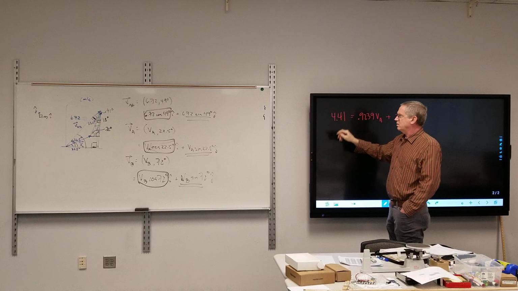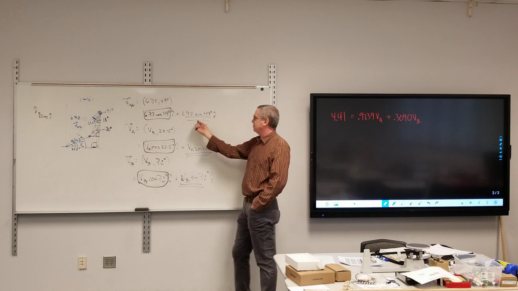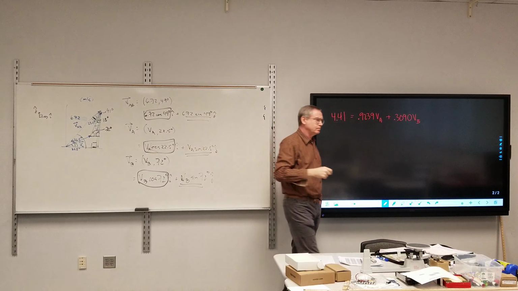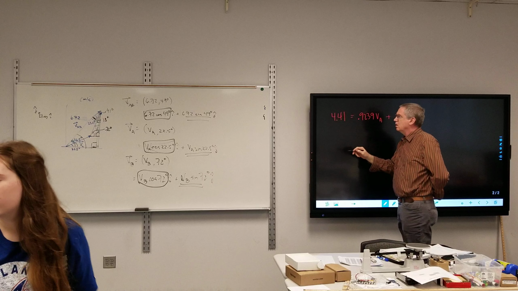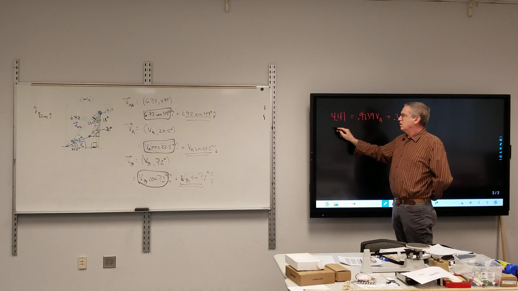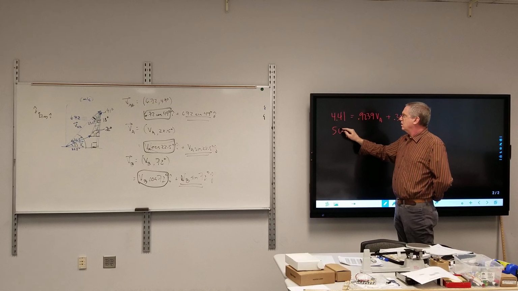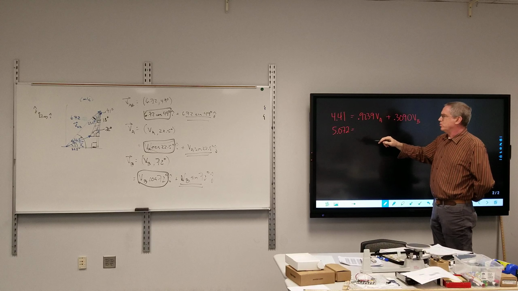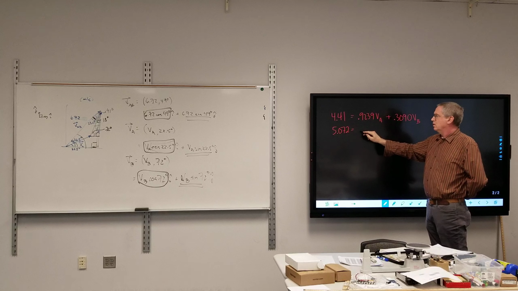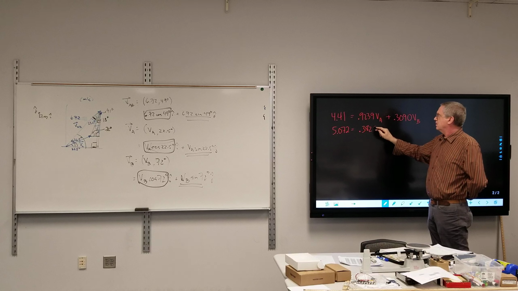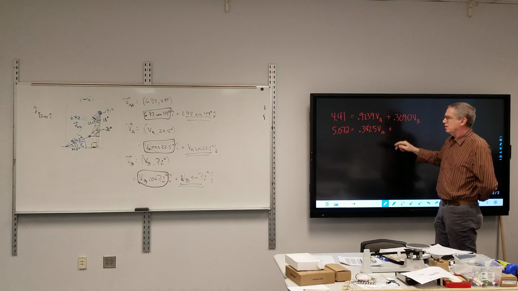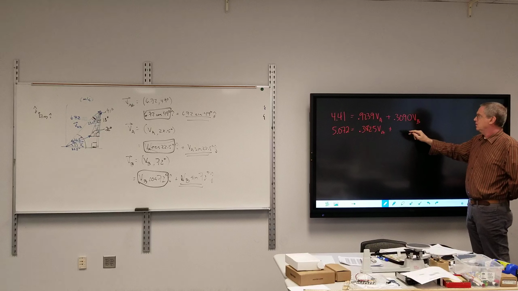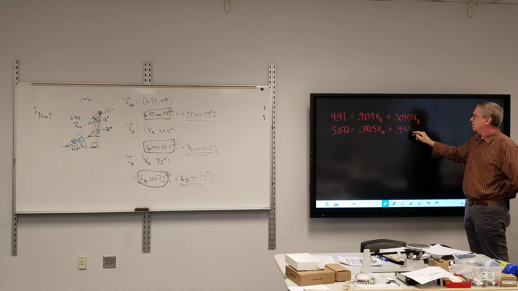And then for the J hat equation, what's that? 5.472. And then sine of 22.5? 0.382. And then sine of 72 degrees? 0.9511.